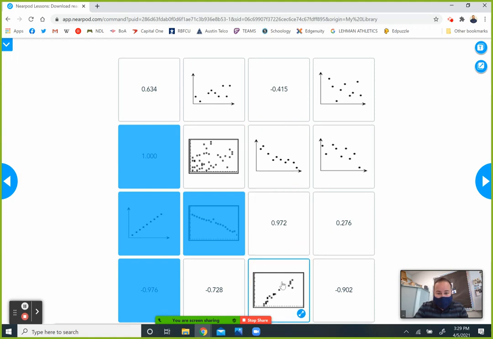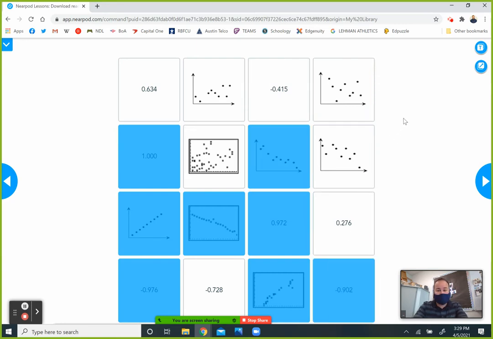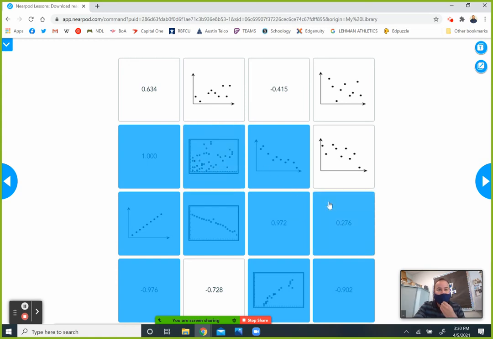This has got to be the next strongest positive one right here. As these start to get more spread out, it starts to get harder. Like this is super spread out, but you can still see that it's kind of still trending upwards a little bit. They're just really far spread out. This one's the 0.276, right? Are you guys able to get them all matched?